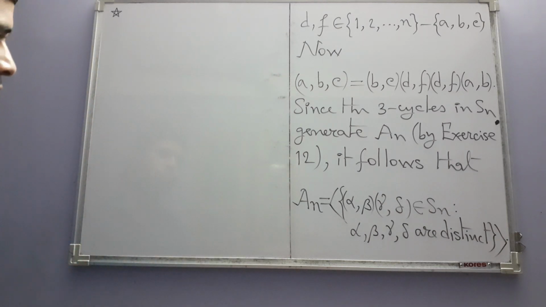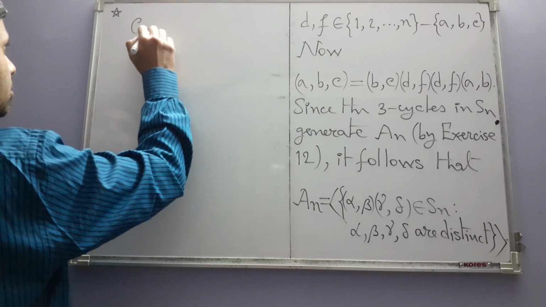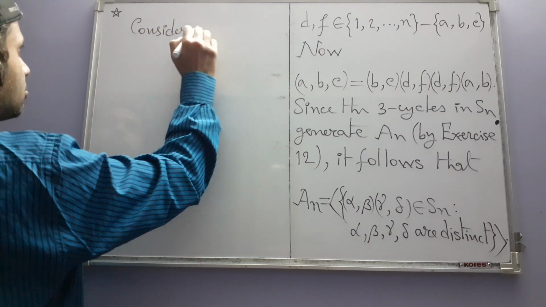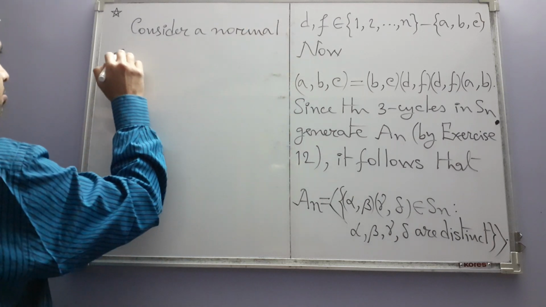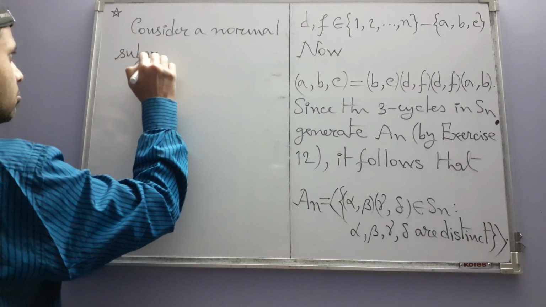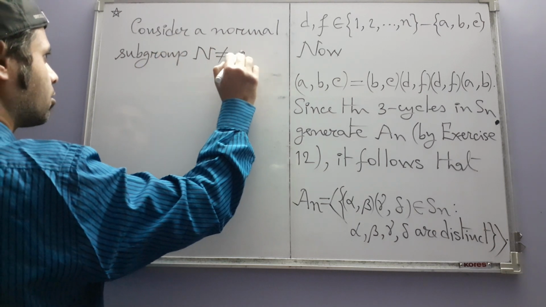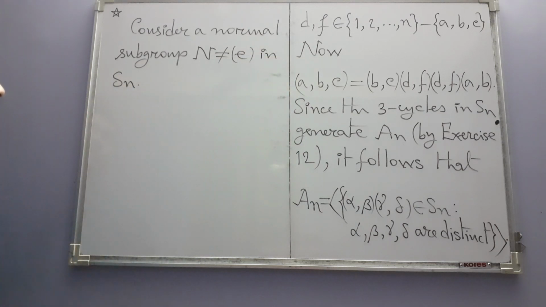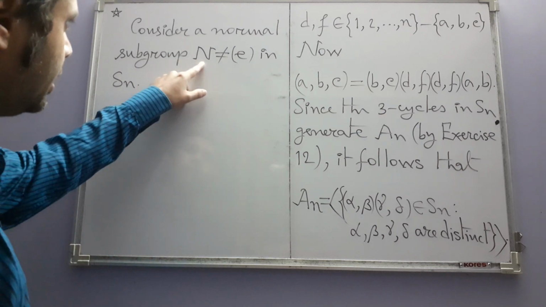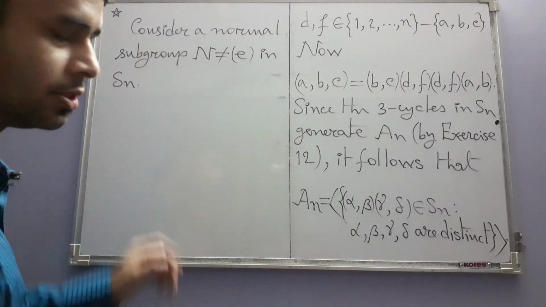So for that, now what we do, now we consider a normal subgroup N which is non-trivial in Sn. So our aim should be to show that N is either AN or Sn. Then the claim will be proved.